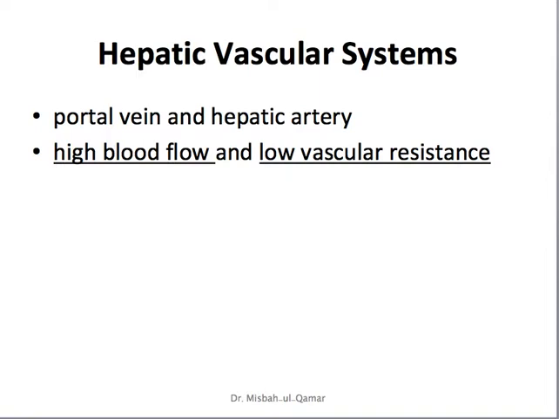So you must keep in your mind that the blood flow through the liver is high in amount, and this flow has very low vascular resistance.